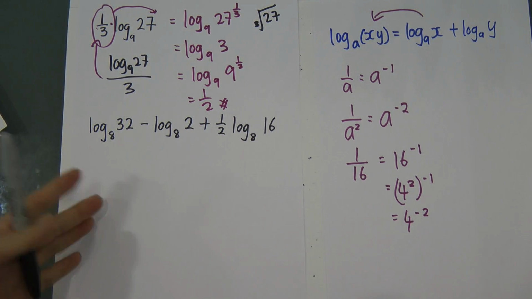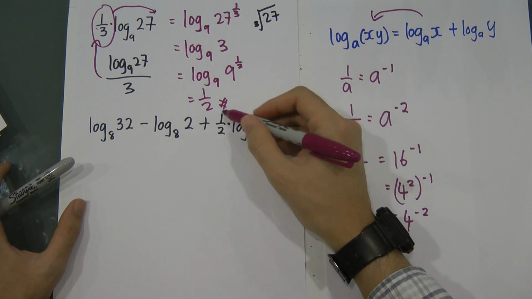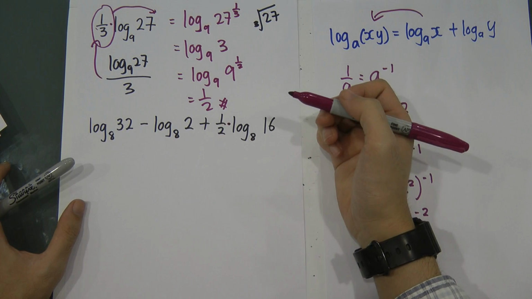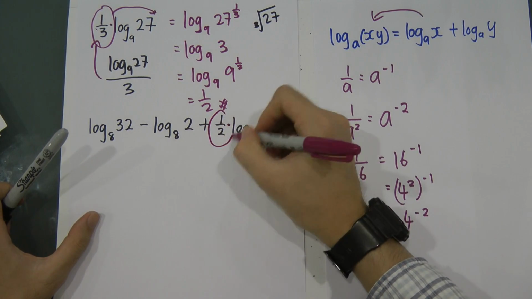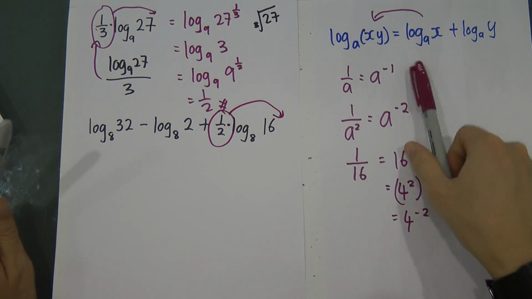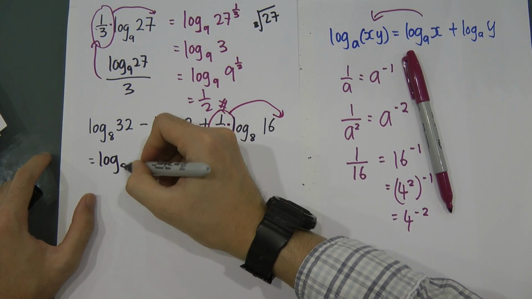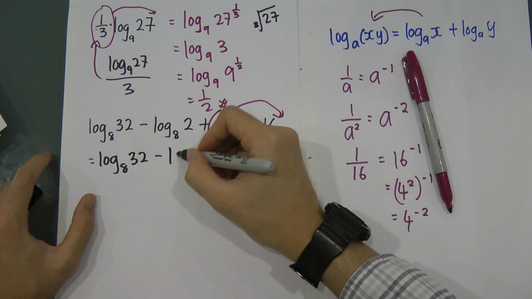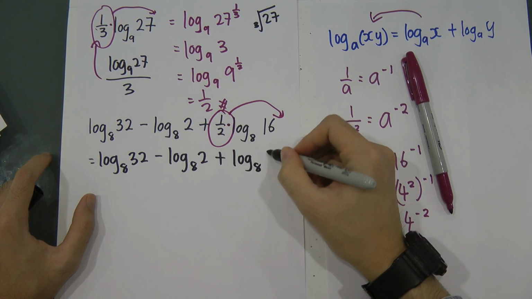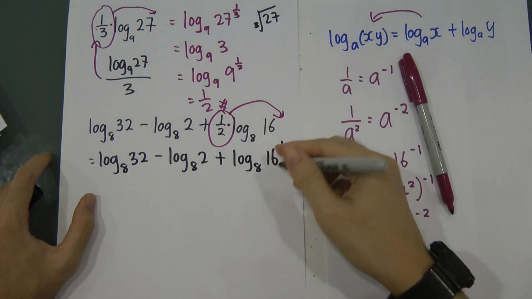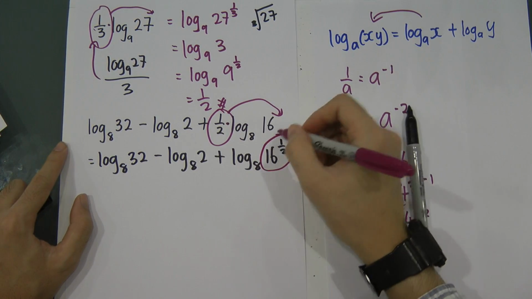Okay, this one is actually quite similar with just now one, but then the problem is he got 1 over 2 over here. So whenever you see the number in front of log, if possible, try to make this one on the top become power first. So obviously I will move the 1 over 2 over here becomes 16 power of 1 over 2. Okay, so this one will become log 8 32 minus log 8 2 plus log 8 16 power of 1 over 2. Okay, we know power of 1 over 2 means square root, 16 is equal to 4.